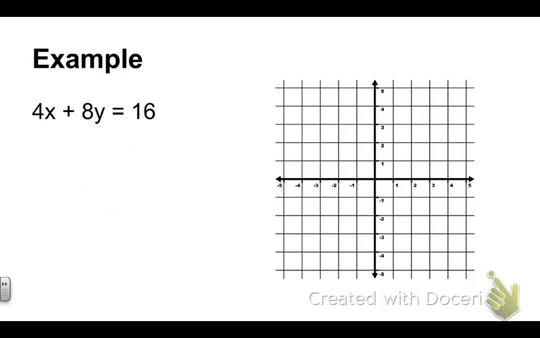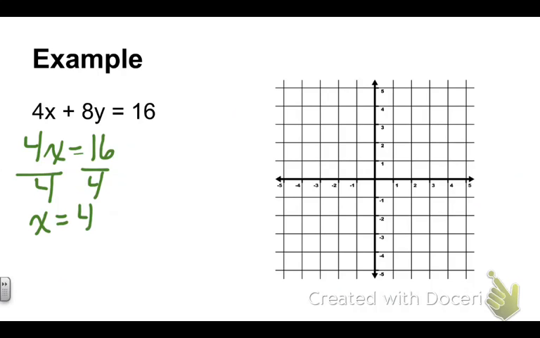So an example here. Find your x-intercept. If I want my x-intercept, I'm going to just ignore that 8y. So I have 4x is equal to 16. Divide by 4. X is 4. I know there's a lot of you guys that could just look at it and get it. That's fine. So my x-intercept is 4.